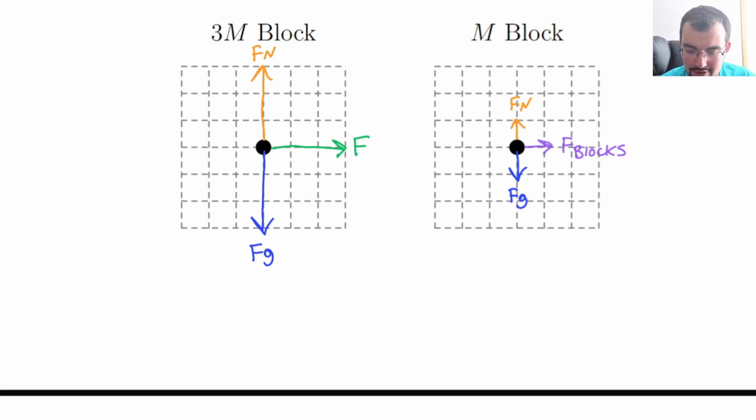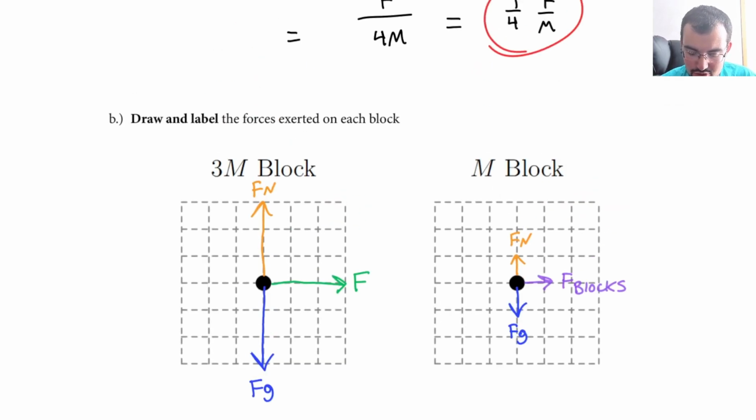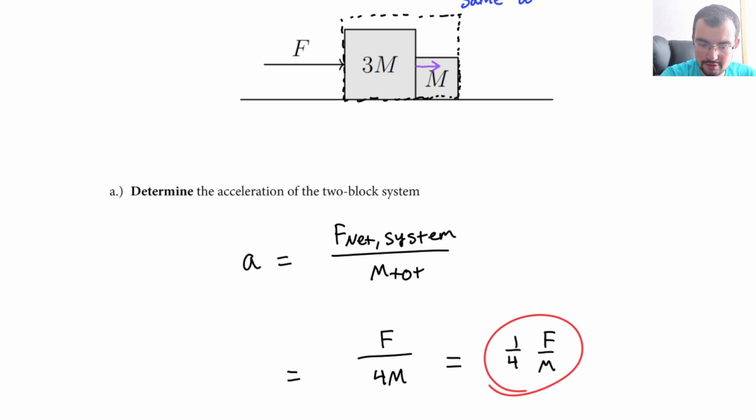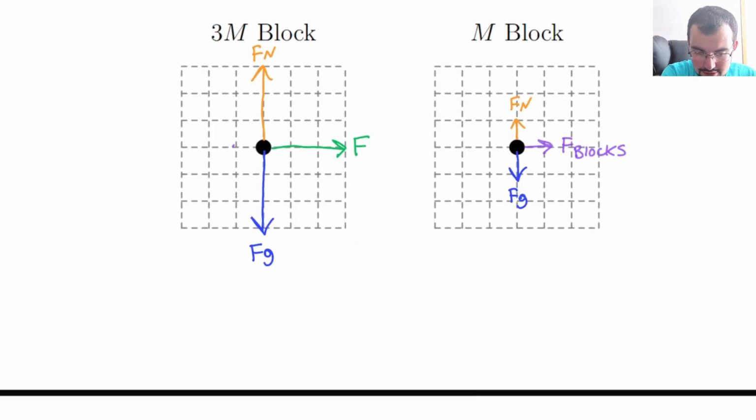Call it F blocks. And why did I call it F blocks? Well, Newton's third law. If the 3m block is pushing the 1m, the 1m must equally be pushing back on the 3m. So there will also be an F blocks this way.